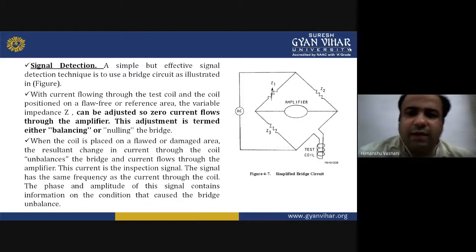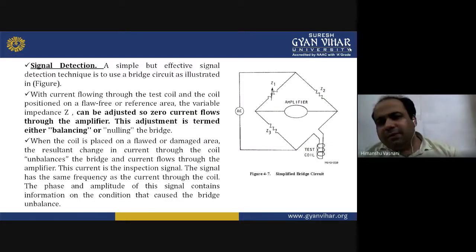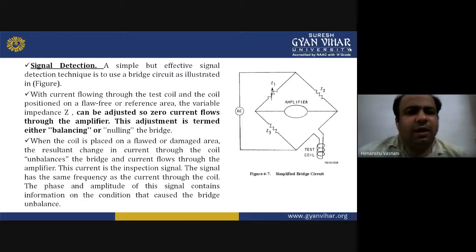Now, signal detection. A simple but effective signal detection technique is to use a bridge circuit, as illustrated here. The bridge circuit is a very common style of signal detection technique. With the current flowing through the test coil and the coil positioned on a flaw-free or reference area, the variable impedance Z can be adjusted so that zero current flows through the amplifier. This adjustment is termed either balancing or nulling the bridge.